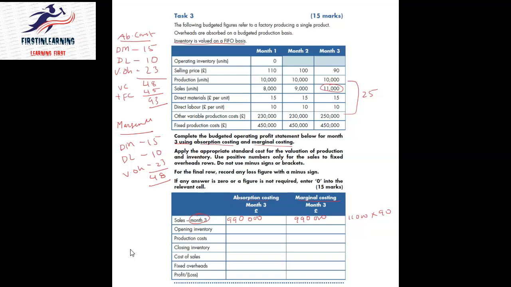Let's talk about the opening inventory. Be very careful with that because that could be tricky. They said we are using the FIFO basis, so any inventory that we couldn't sell for the month 1, that will go to month 2. If any inventory cannot sell on month 2, that will go to month 3. So we can see on month 1 we make 10,000 and we sold 8,000. So 2,000 basically come here as opening inventory.